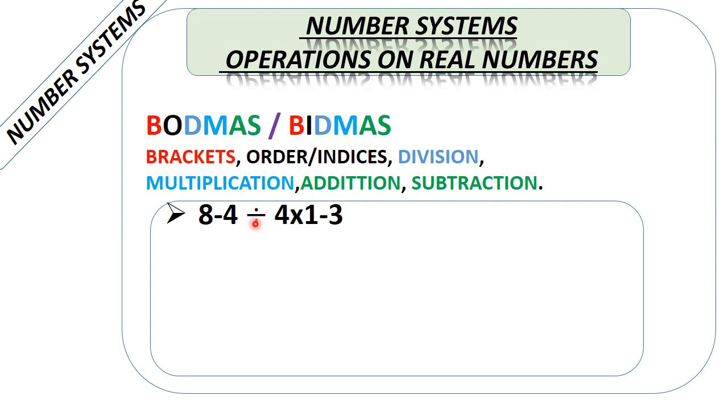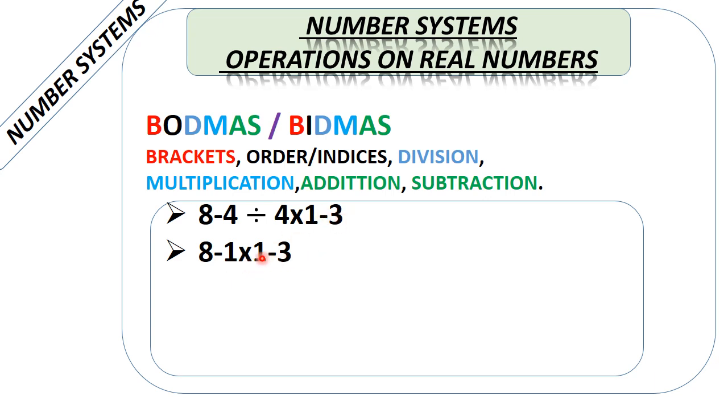So we'll divide this and this. The rest we're just going to copy down. So we're going to have 8 minus 1 times 1 minus 3. This one is 4 divided by 4, it's 1. So 8, then 4 divided by 4 is 1, times 1 minus 3. We just write it down.